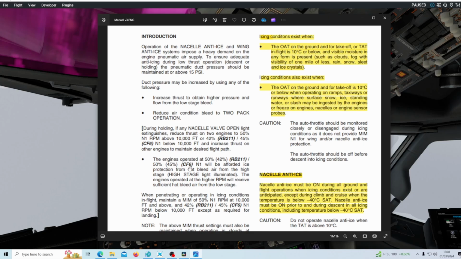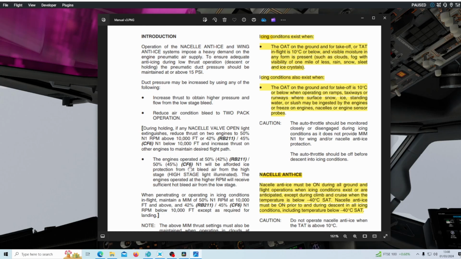Nacelle anti-ice must be on during all ground and flight operations when icing conditions exist or are anticipated, like we were speaking of before takeoff, except during climb and cruise when the temperature is below minus 40 degrees C, static air temperature or outside air temperature. Nacelle anti-ice must be on prior to and during descent in all icing conditions, including temperatures below minus 40 degrees C.